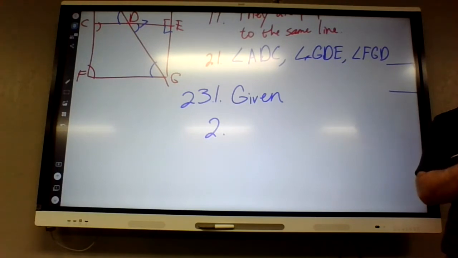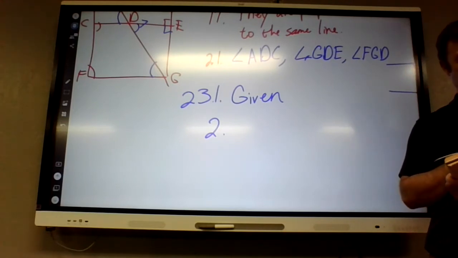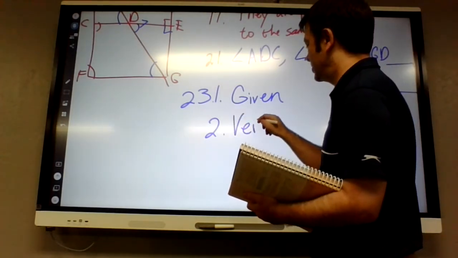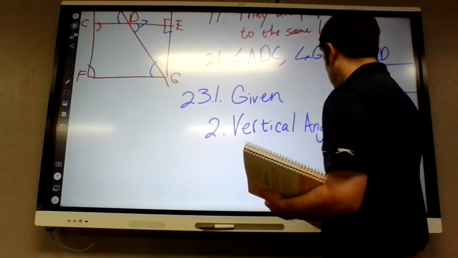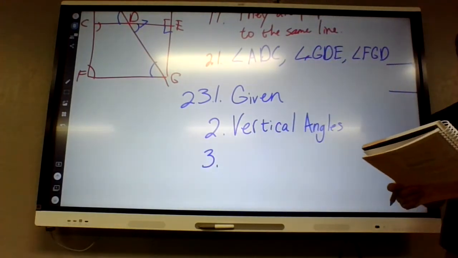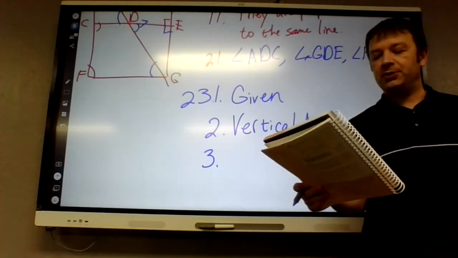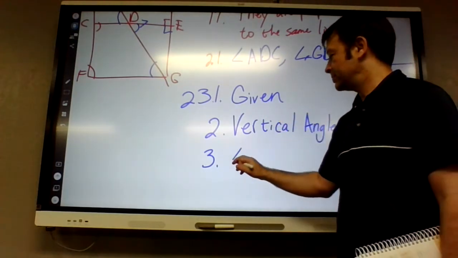Line 2, how do we know that angle 7 is congruent to angle 4 in that picture? How do we know 7 and 4 have to be the same? Vertical angles. Vertical angles are always congruent. That is a theorem, but we can just put vertical angles. Okay, line 3 says the reason is transitive property. So if you look at lines 1 and 2, angle 2 is congruent to angle 7, angle 7 is congruent to angle 4, so angle 2 is congruent to angle 4.